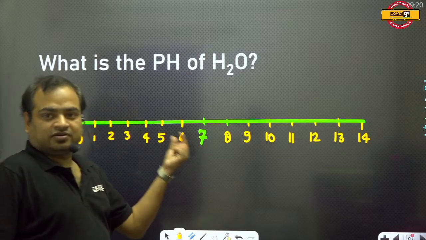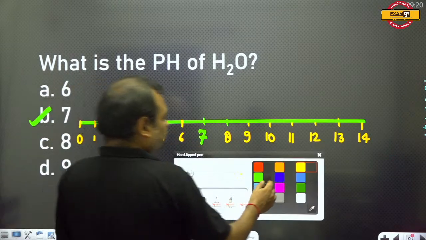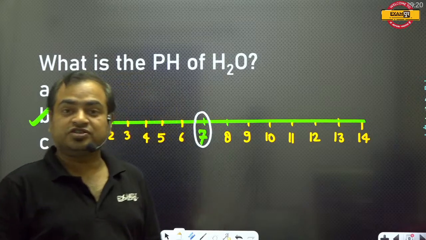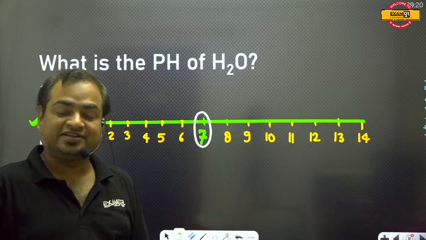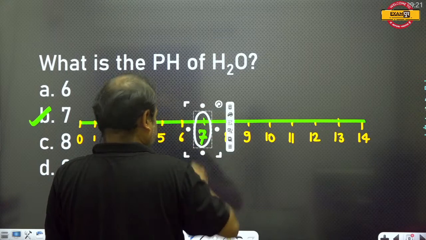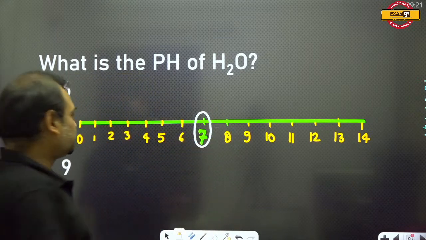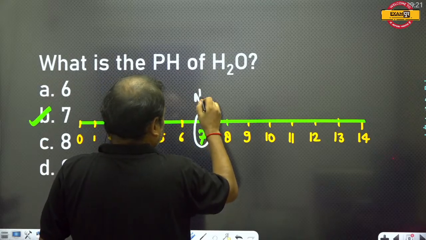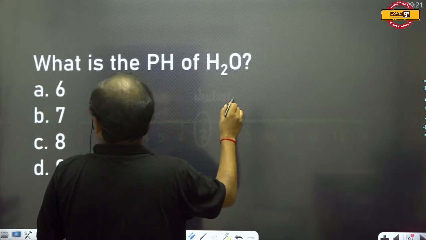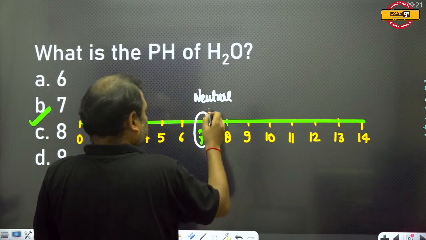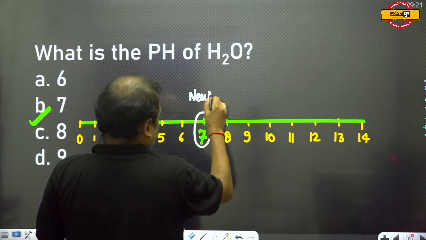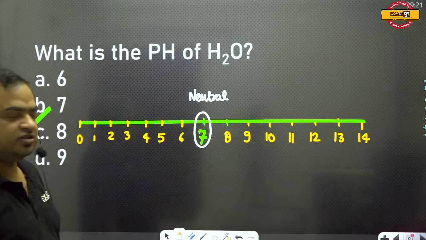Guys, 7 is the middle point, and 7 is the neutral point. Those solutions which are neutral in nature, neither acidic nor basic, have a pH value equal to 7. Always remember, 7 is neutral. pH 7 represents the neutral solution.